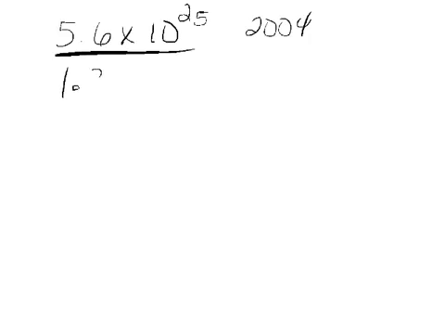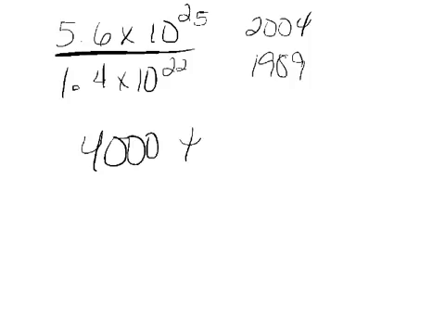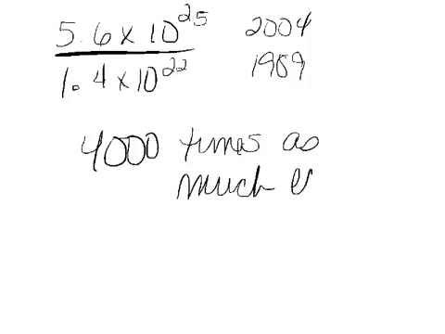It asks how many times more energy was released by the 2004 earthquake than the one in 1989. So we're just going to do some basic division, the 2004 over the 1989. Do that division and we get about 4,000 times as much energy. And there was a lot of destruction for both of them, actually.